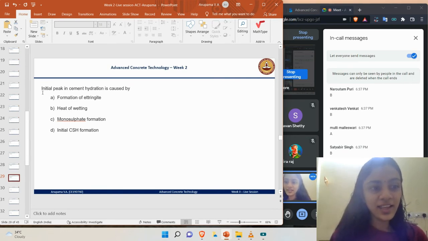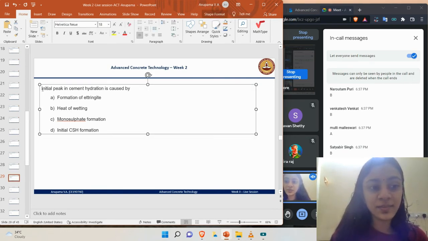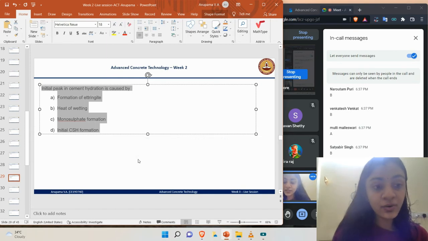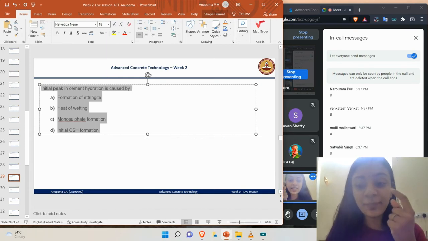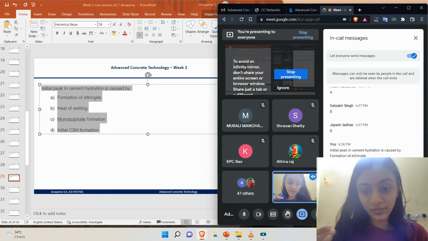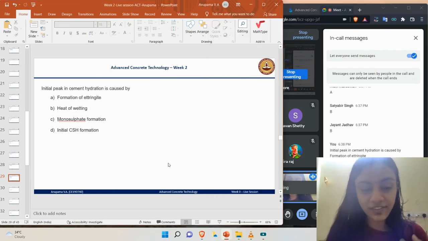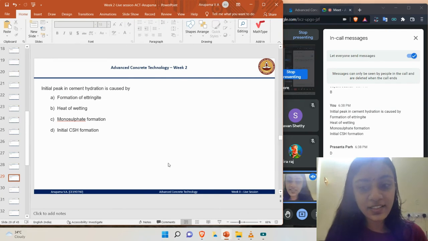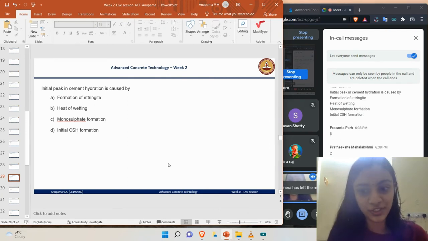Next is a question related to cement hydration. You all know there is an initial peak of heat when you see the isothermal calorimetry curve. So, what does that initial peak refer to, or why is it caused? Is it because of ettringite formation, heat of wetting, monosulfate formation, initial CSH formation, or more than one option?